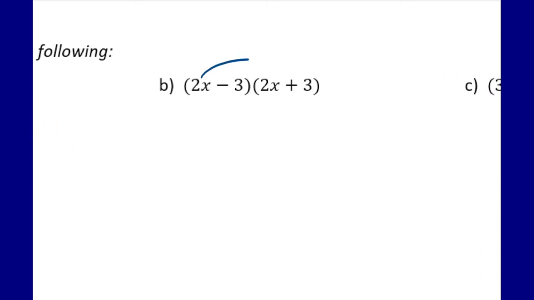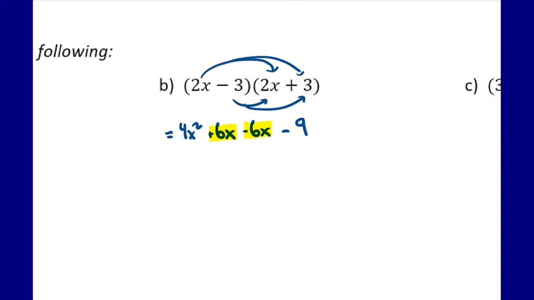If I look at b, I'm going to multiply and do the same thing. Distributive property: 2x times 2x is 4x squared, 2x times 3 is 6x, minus 3 times 2x is minus 6x, and minus 3 times 3 is minus 9. Again, we want to collect our like terms, which happen to be the two middle terms, but because they have opposite signs, positive 6x and negative 6x cancel each other out. So we're left with 4x squared minus 9, which is a difference of squares as well.